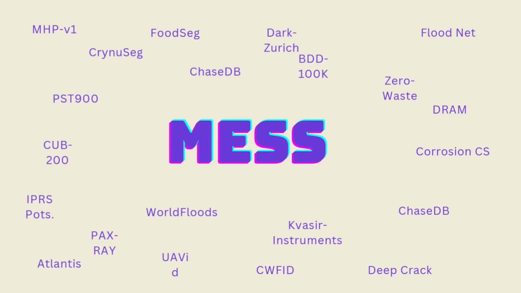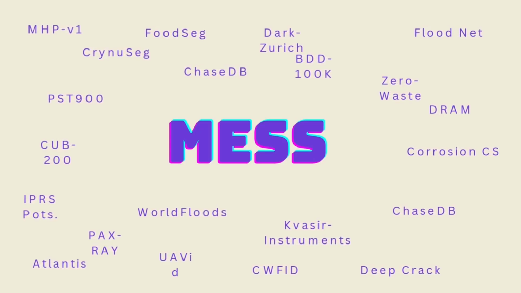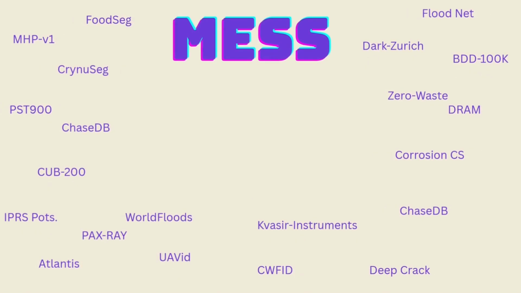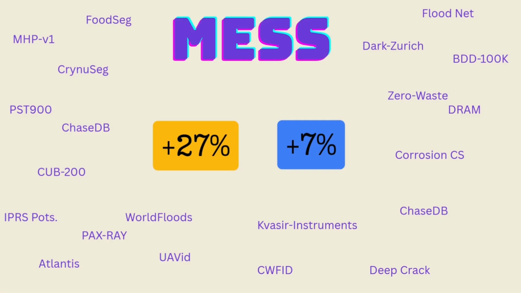We evaluated our model on the MESS benchmark, which consists of 22 datasets across 5 completely different domains. We have outperformed the current state-of-the-art model and achieved up to 27% increase in some datasets with a 7% overall increase in mean intersection over union performance.